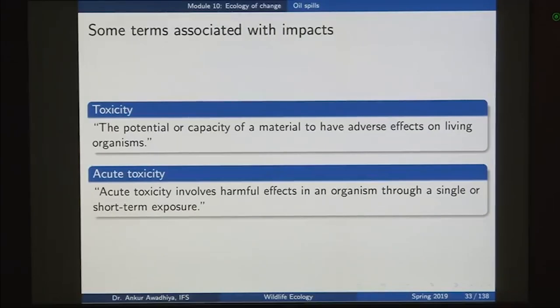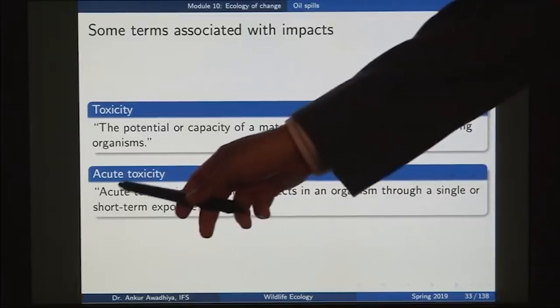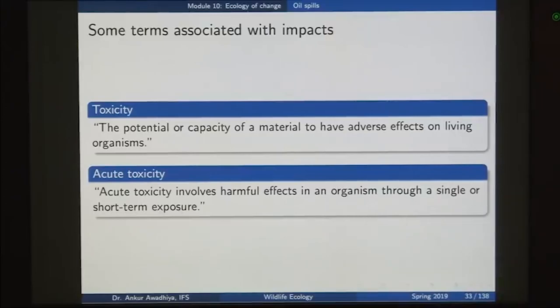Acute toxicity involves harmful effects in an organism through a single or a short term exposure. So, acute toxicity is short term toxicity. So, for instance, if you give cyanide to an organism, the organism will die out. So, that is an acute toxicity, because cyanide is able to act very fast.